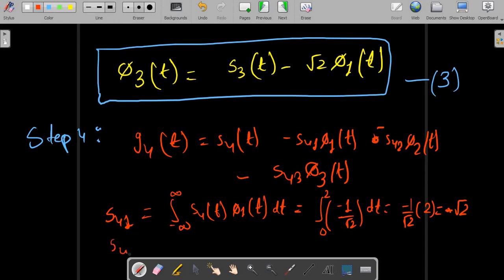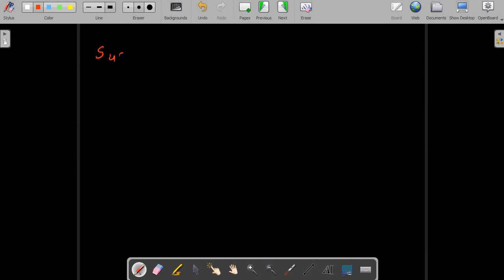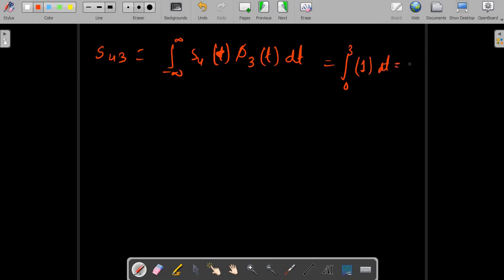Then similarly, you can calculate S42 as the integral of S4(t) phi 2(t). Please verify all this calculation so that if there is any mistake, you can rectify it. From 0 to 1 it is minus 1 by root 2 dt, and then from 1 to 2. I have all the figures plotted side by side, that's why I am writing quickly, right? But you can do this. And similarly, S43 we need to calculate. Let us take S43 given by the integral of S4(t) phi 3(t), from 0 to 3, 1 times dt, from 2 to 3, and then it's 1.